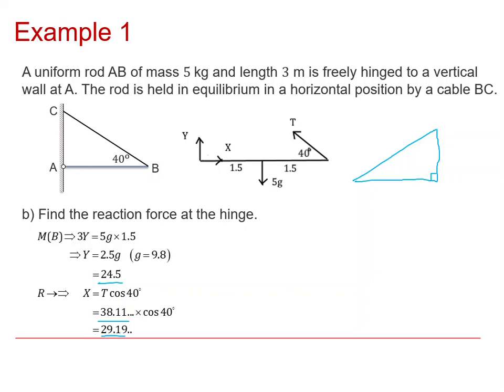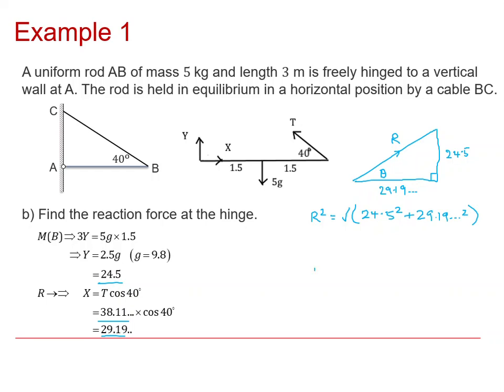Now that right angled triangle has the vertical component Y, which is 24.5, and it has the horizontal component, which is 29.19, etc. Again, I'll quote that from the calculator if and when I use it, and we'll give this an angle theta. Now the force that we're interested in is along that line, and we'll call it R. So using Pythagoras, we can say that R is the square root of the 24.5 squared plus the 29.19, etc., taken from the calculator, squared, and that will give us an answer.